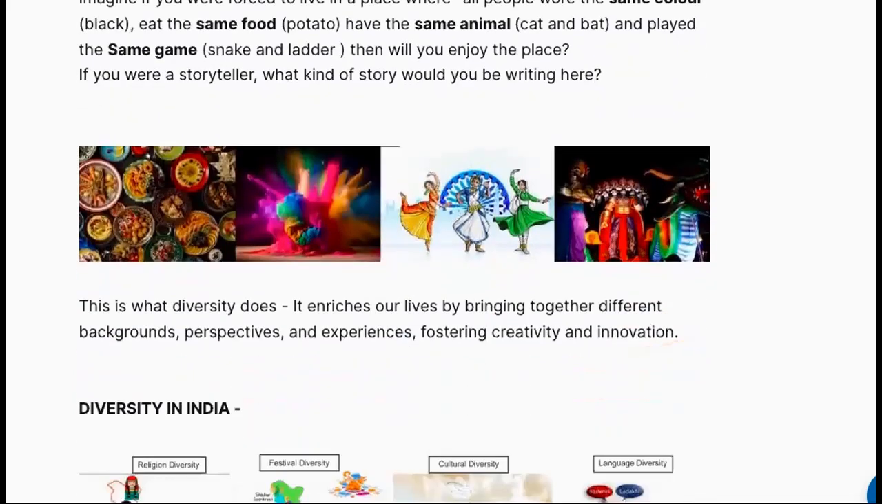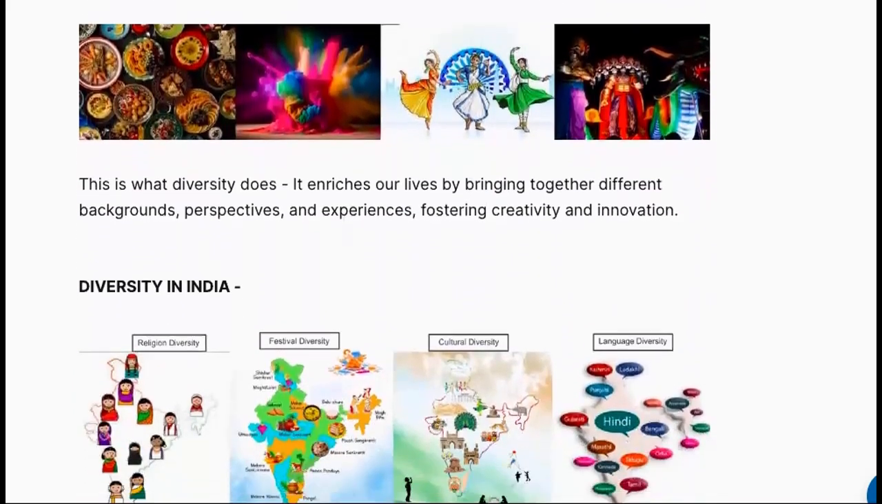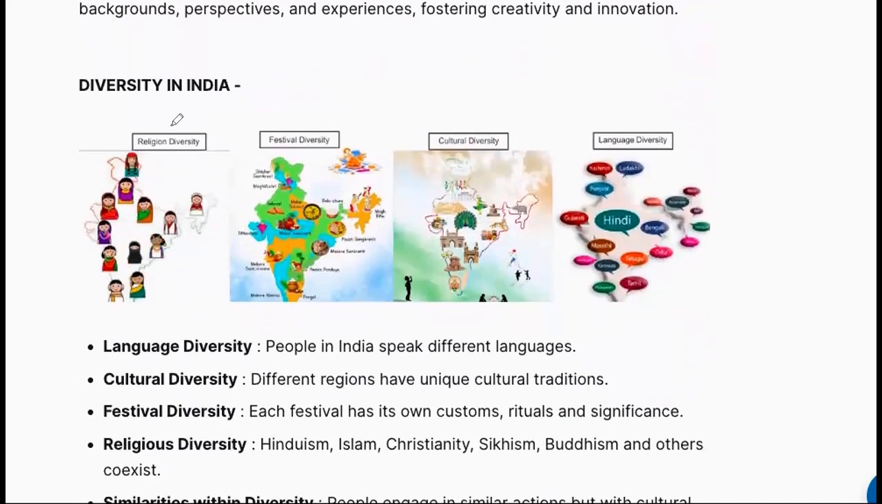We will see what kind of diversity India holds. India holds different kinds of diversity, like on the basis of religion. You can see here people practicing Christianity, Islam, Hinduism. Festival diversity, like we have different festivals followed by different traditions like Dahi Chuda in Bihar, Makar Sankranti in UP, Bihu in Assam, Pongal in Tamil Nadu. We have cultural diversity and linguistic diversity like Gujarati, Bengali, Oriya, Telugu, Tamil, etc.